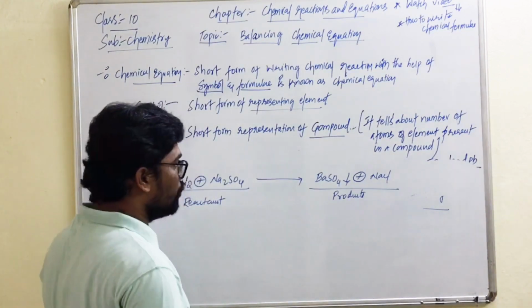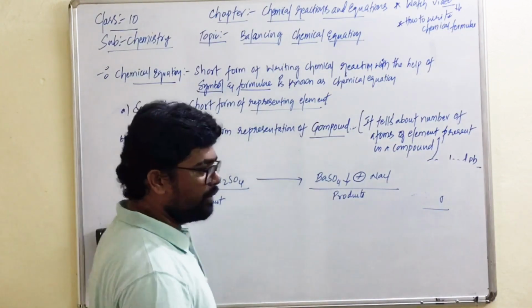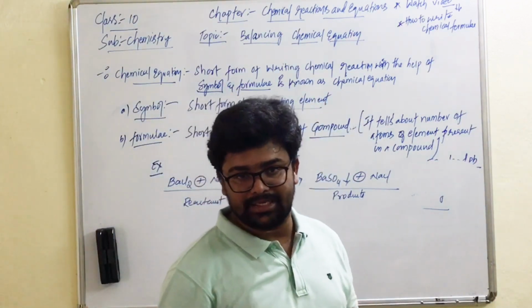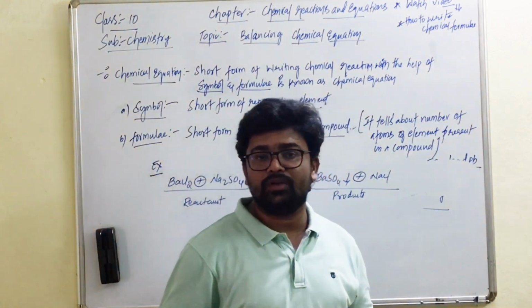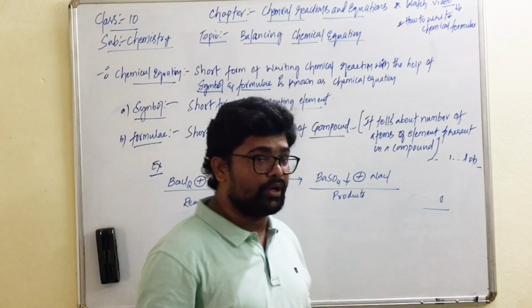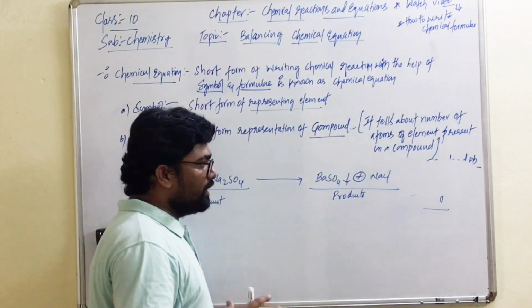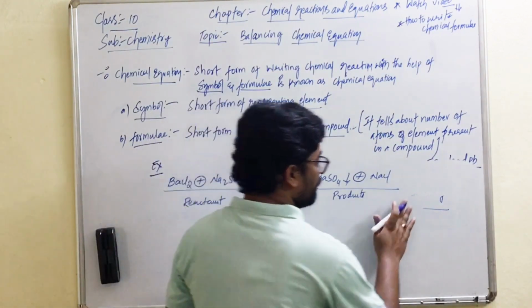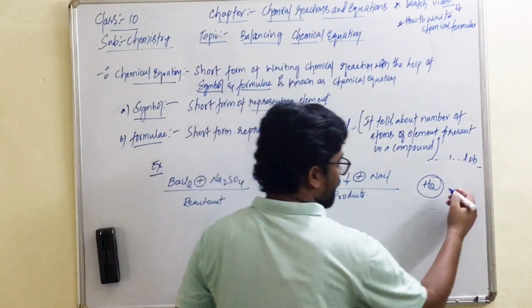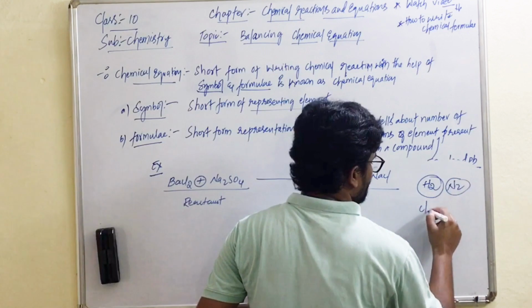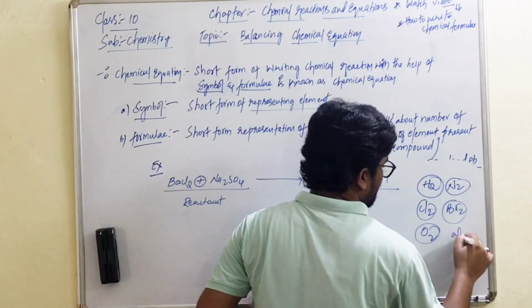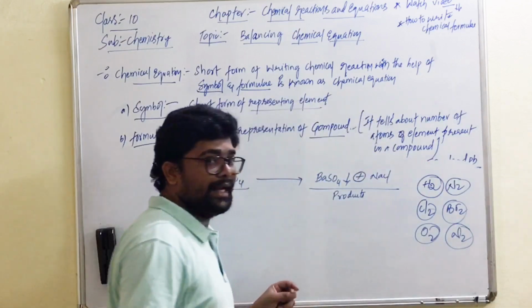So this is how we write chemical equations. Remember, always write reactants on the left hand side and products on the right hand side, right? If we have more than one reactant or product, we should separate them by a plus sign. And one more point you have to remember: hydrogen, nitrogen, chlorine, bromine, oxygen should always be written in diatomic form.